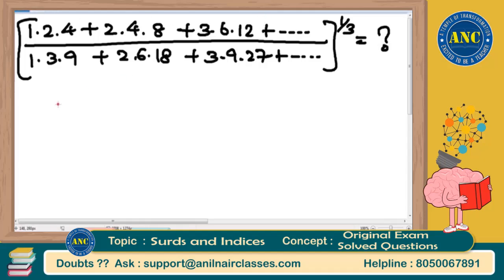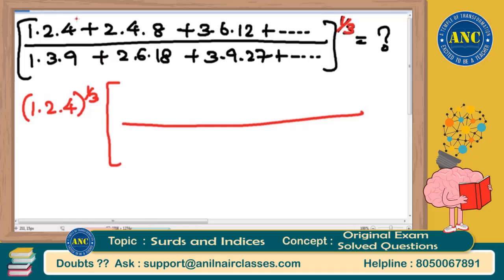Very easy question. See here, in the numerator, if I take 1 into 2 into 4 whole to the power of 1 by 3 as a common factor outside, what will I be left with? This term is taken outside already, that is 1. Now think logically. 1 into 2 into 4 is 8. This 8 is taken outside. You are left with 2 into 4, and 2 into 4 is 8. That 8 I wrote outside.